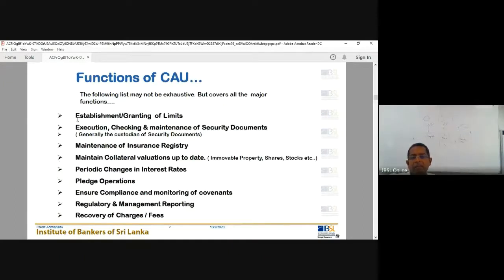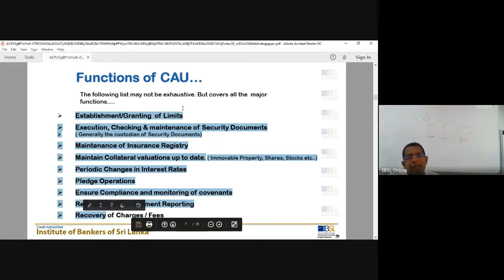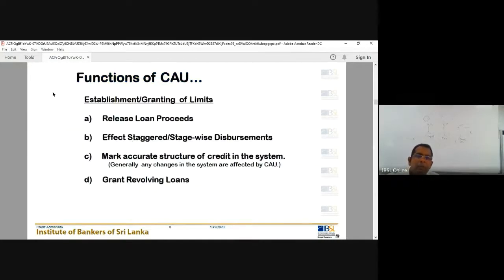Then this is a list of items CAU performs: establishing and granting limits, executing, checking, maintaining security documents. We'll go to the detailed ones straight away. These are the functions CAU does, which the business line should not do. Establishing and granting of limits. Release, like once we do the approval, the offer letter needs to be prepared by CAU and given to us. Then we get it signed and give it to CAU. CAU will look at all the covenants and procedures we have put forward under the offer letter. Then they will create the limit in the system and do the disbursement.